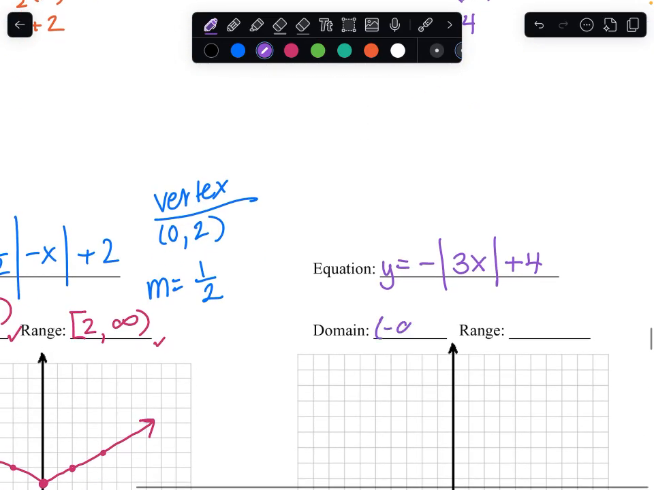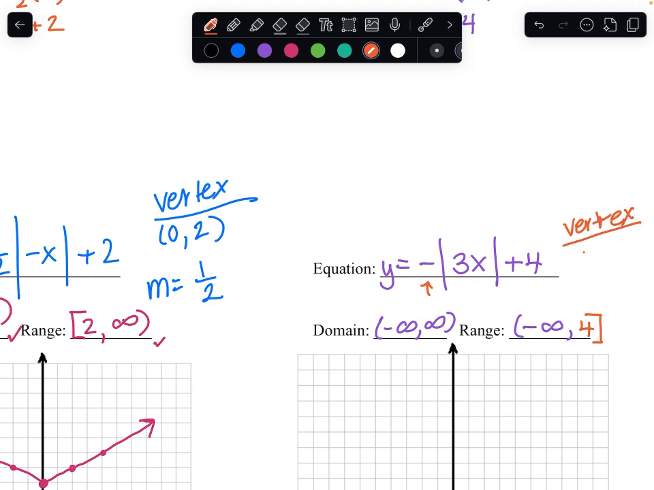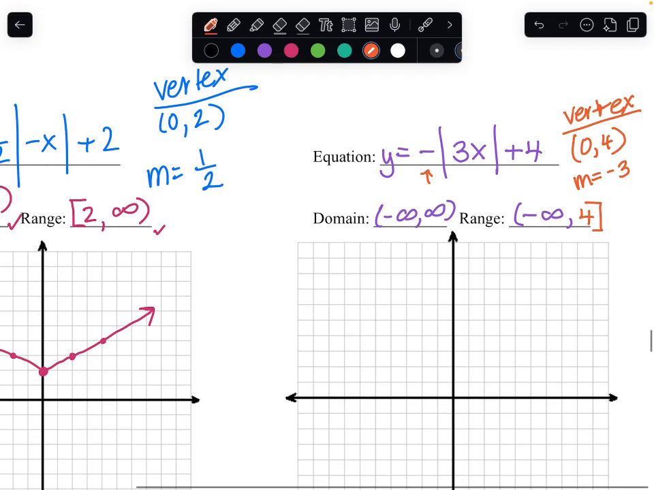And so we can find our domain and our range. Well, because of that negative, it's going to flip that range. The reason is because these affect our y values, so 4 is our vertex, because our vertex is 0, 4. And our slope is going to be negative 3. So 0, 4. Our slope is right 1, down 3, reflecting it over.